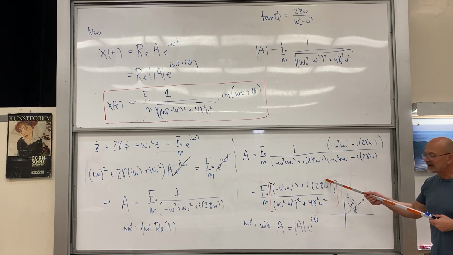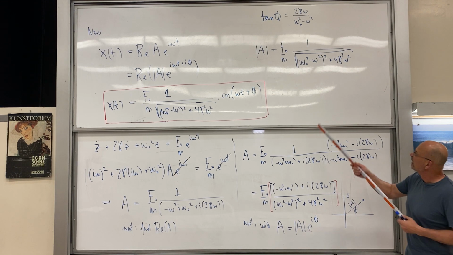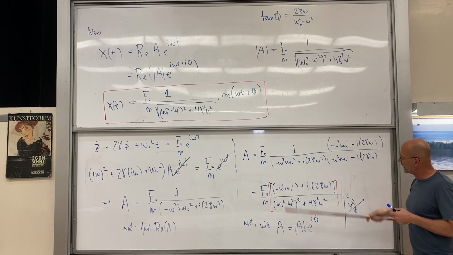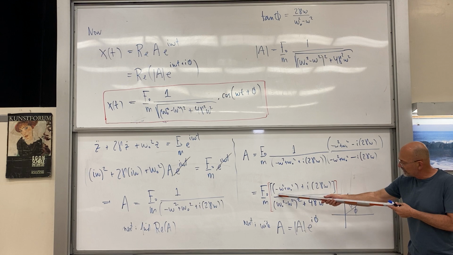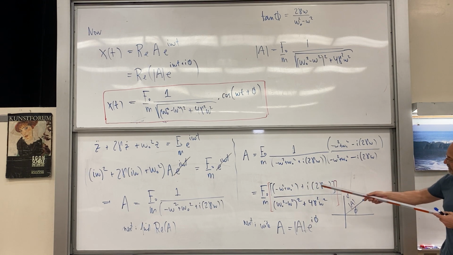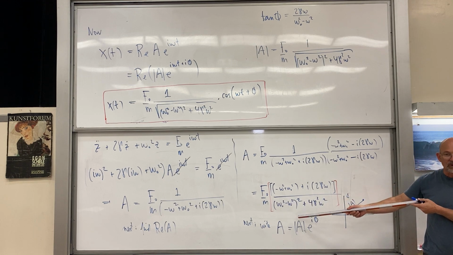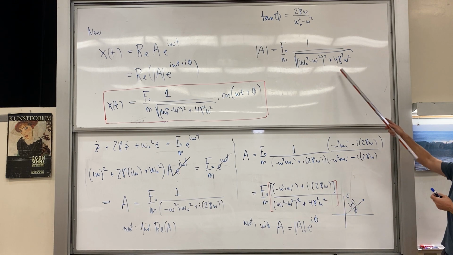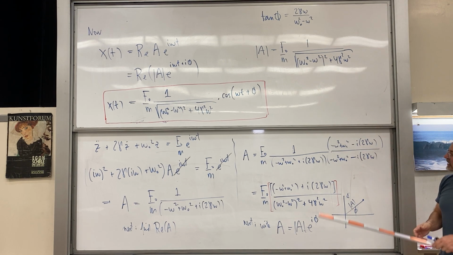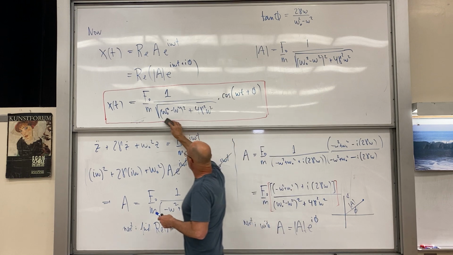Make sure you see the step that I took to get from here to here. The magnitude of the numerator would be the square root of these things squared. The denominator has them without the square root, so I cancel the square root against the square root squared, and I'm left with a square root. Okay, good. So let's analyze this thing here.